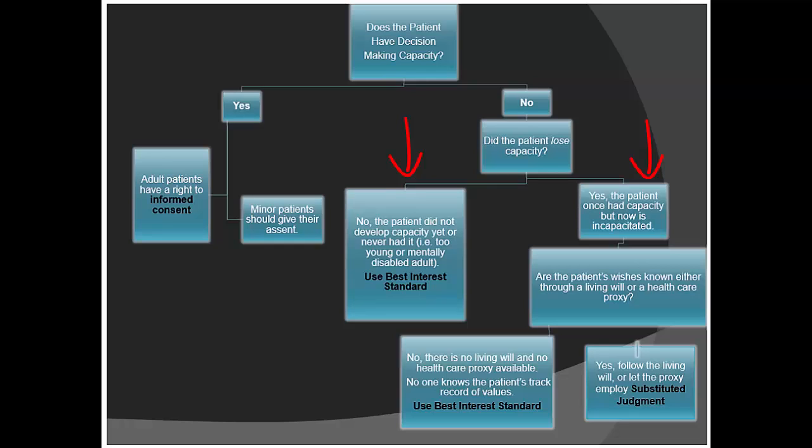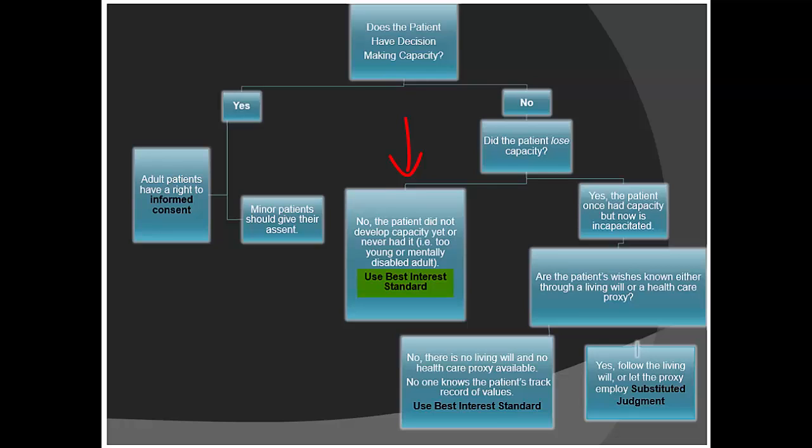So in the right side of the flow chart, we actually have not one, but two standards for surrogate decision making. Surrogate decision making is decision making for cases where patients do not have capacity and others, i.e., surrogates, have to make that decision for them. So when they don't have capacity because they either are too young or they are mentally disabled and they never had capacity, then we do have to use what is called the best interest standard.